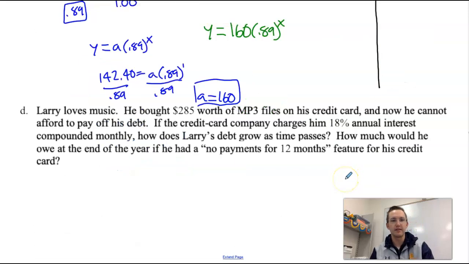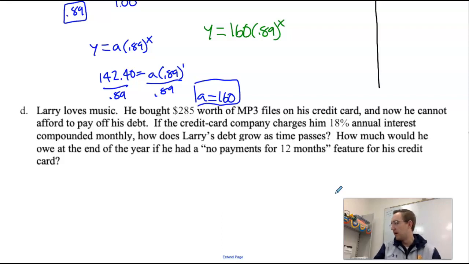And then last but not least, we've got 71D. Larry loves his music. He bought $285 worth of MP3 files on his credit card, but he cannot afford to pay off his debt. Little life lesson, that's probably not a good idea, to buy things you can't pay for. If the credit card company charges him 18% annual interest compounded monthly, how does Larry's debt grow as time passes? So how much would he owe at the end of the year if he had no payments for 12 months?